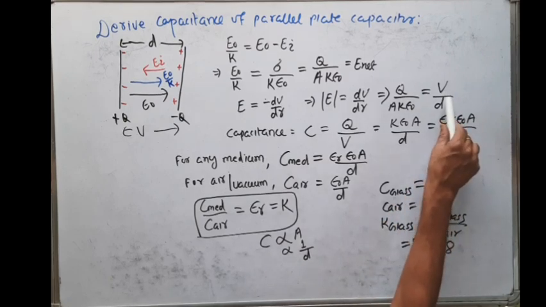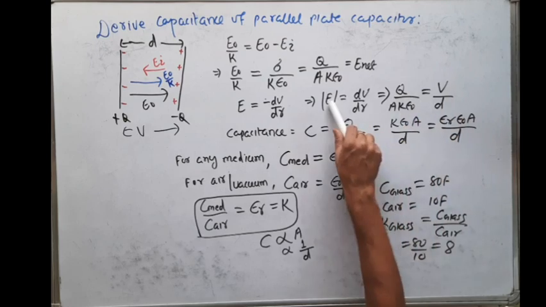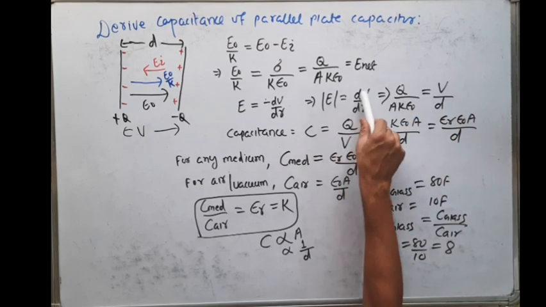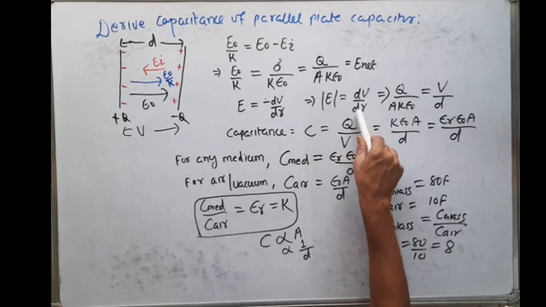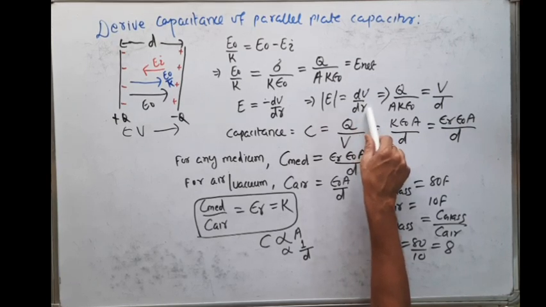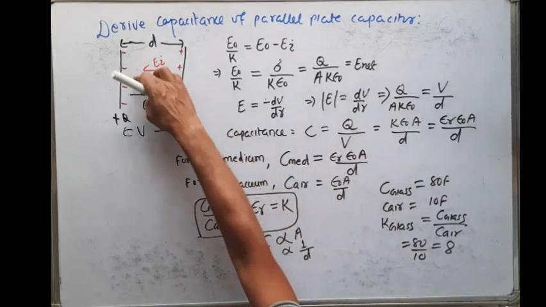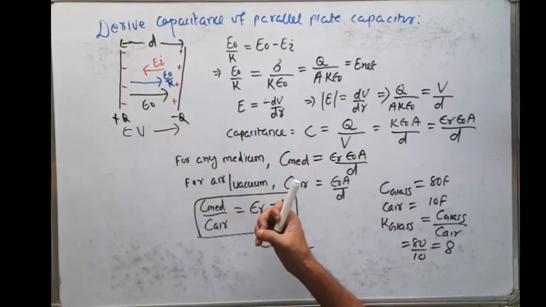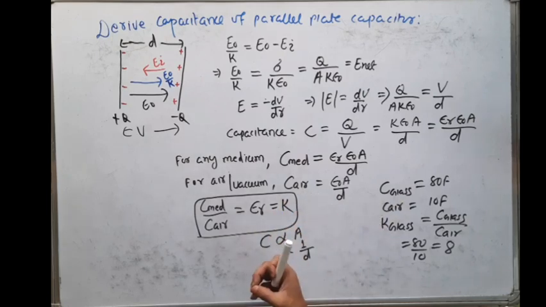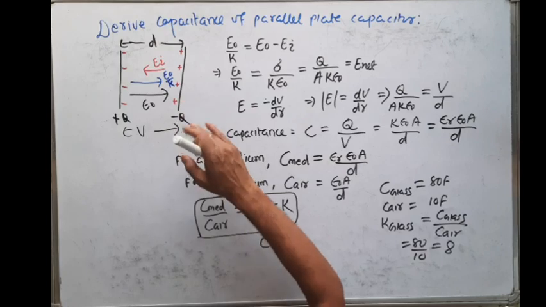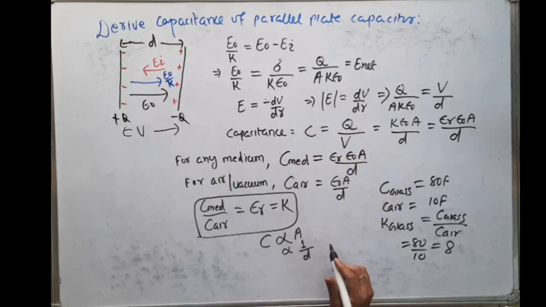Why? You see, what is the relation? E is equal to V by D. So if D decreases, electric field intensity increases. That means that dielectric can withstand maximum stress, which means it can store maximum charge.